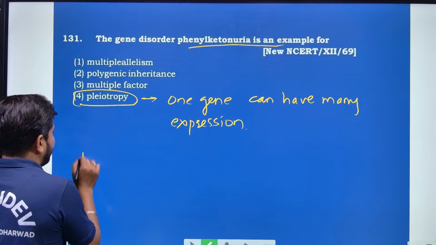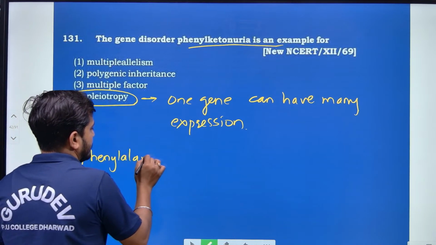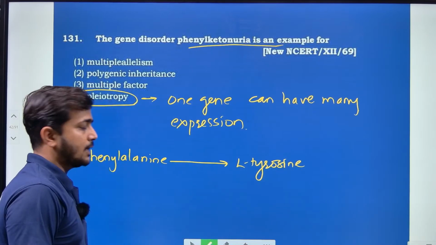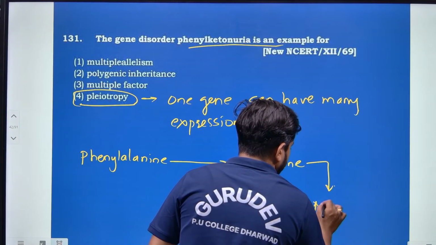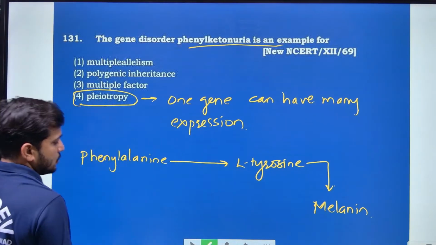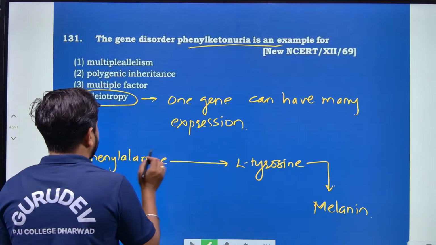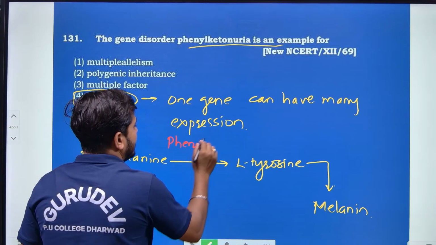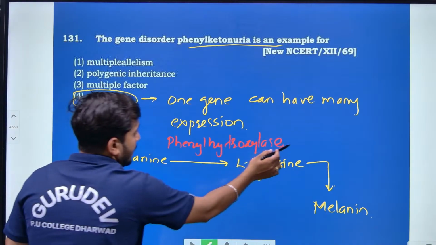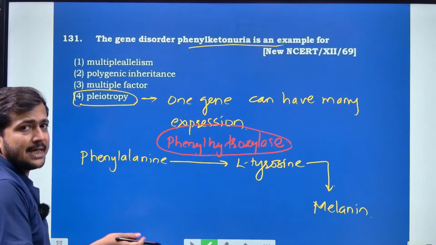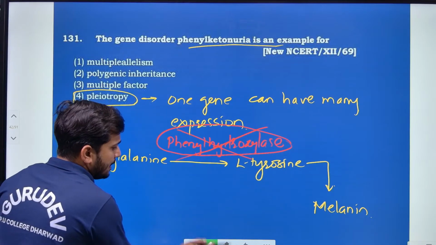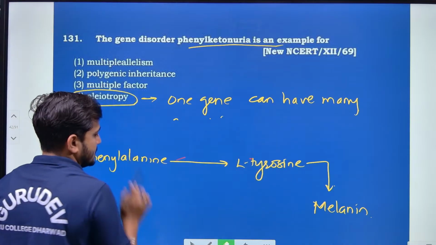Here, consider how it works. Phenylalanine is a kind of amino acid that should be broken down into L-tyrosine. Then L-tyrosine should get converted into melanin as a pigment, right? That is the pathway. But to convert phenylalanine to tyrosine, what is necessary here? The enzyme called phenylalanine hydroxylase. In the patient, mainly phenylketonuria, the gene which codes for phenylalanine hydroxylase is absent, right? Then there will not be any conversion of L-tyrosine to melanin, right?